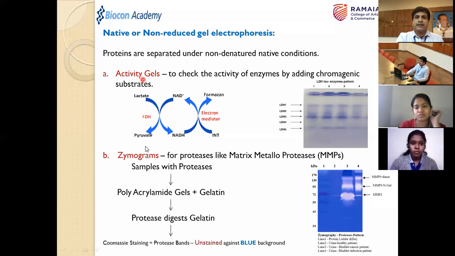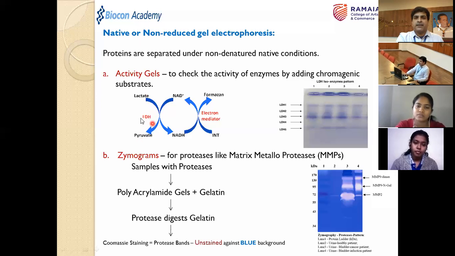This is one technique, and another one is zymogram. So activity gels: for example, LDH, lactate dehydrogenase, is a protein which you want to characterize. You know, enzymes are proteins. Enzymes are biocatalysts. Chemistry students know the catalyst and its function in a reaction, correct? In the same way in biology, we have biocatalysts, that is, enzymes. They convert substrate into product.